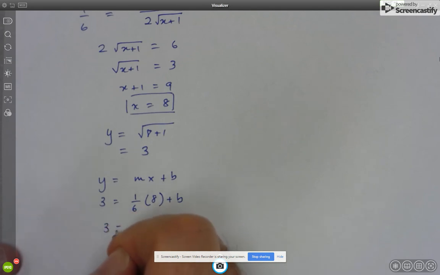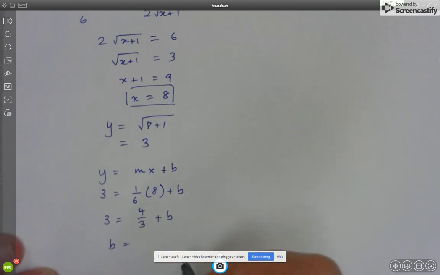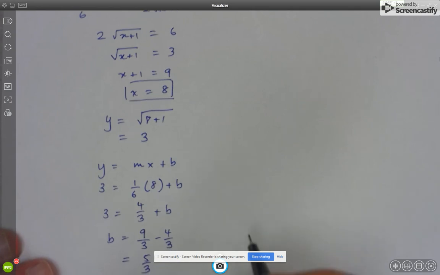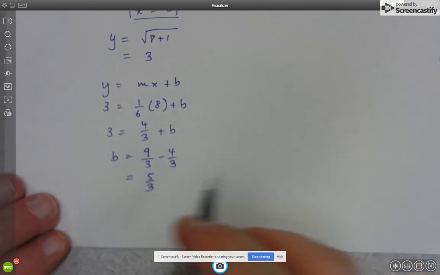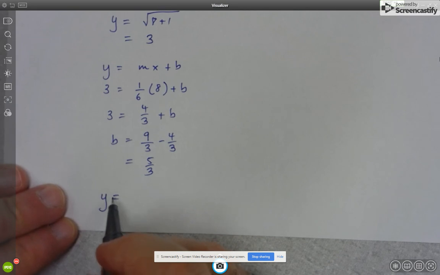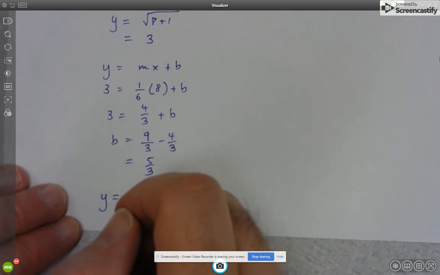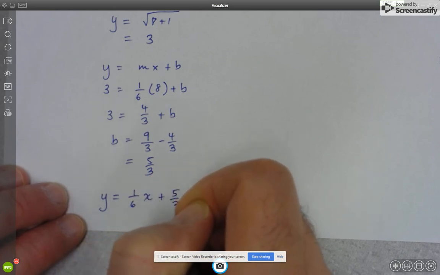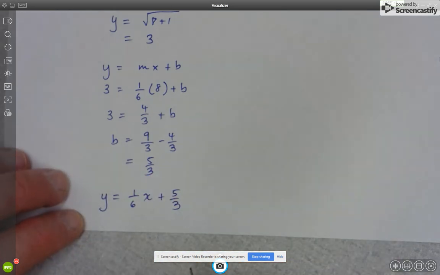So 3 is equal to, this just becomes 4 over 3. And now solve for b by bringing that to the other side and subtracting. So we've got 3, which is the same as 9 over 3, minus 4 over 3. And that's just equal to 5 over 3. And so finally, I've got my final answer. The line, which is tangent to the curve and parallel to that line that was given above, is just 1 over 6x plus 5 over 3. So this would be in slope-intercept form.